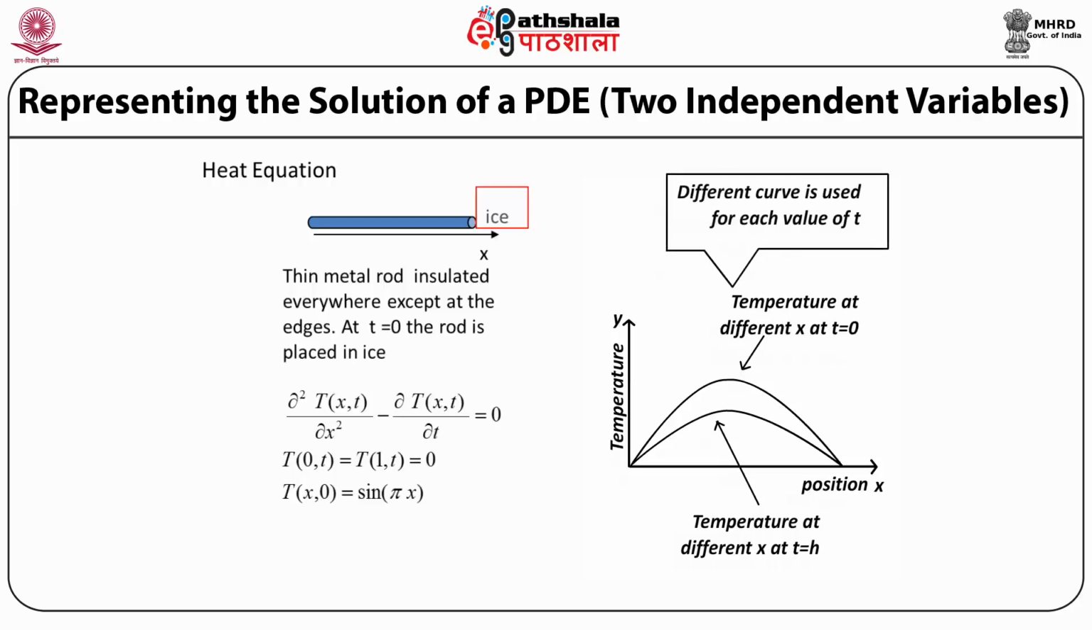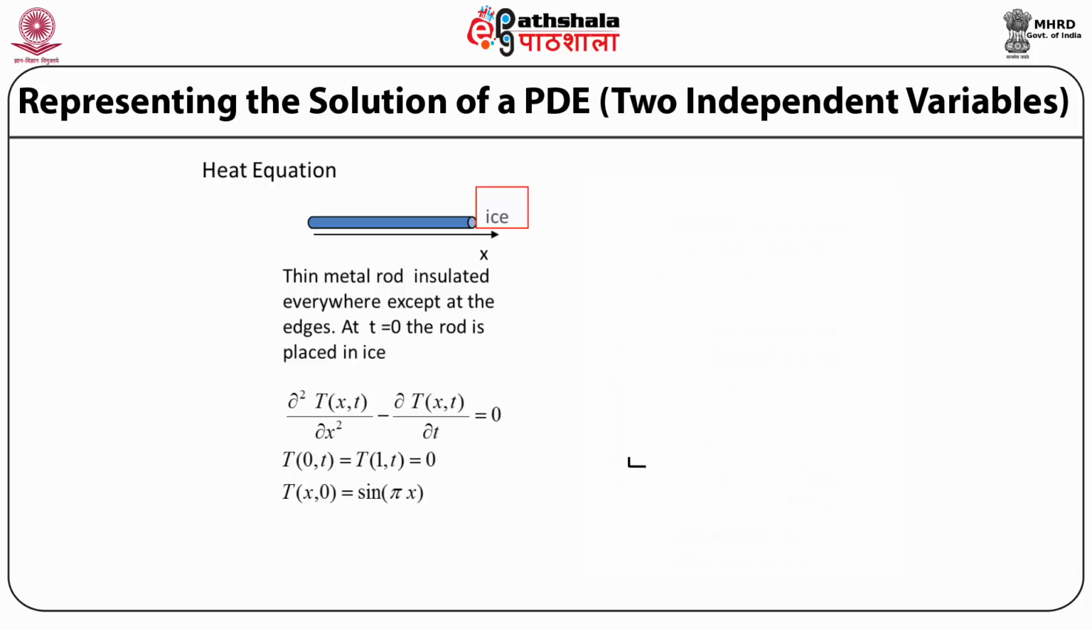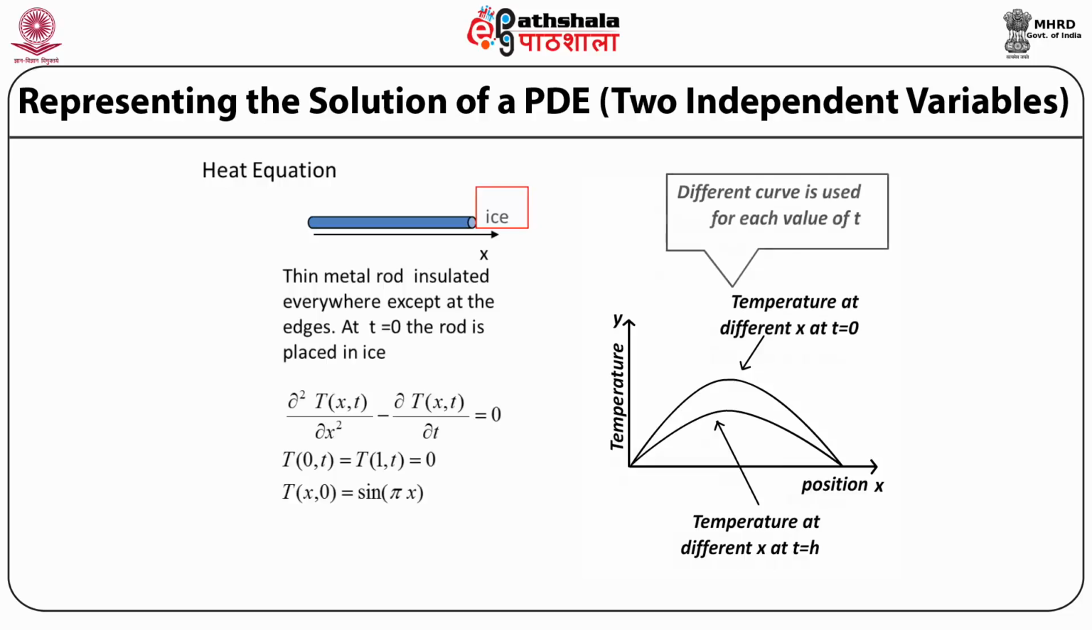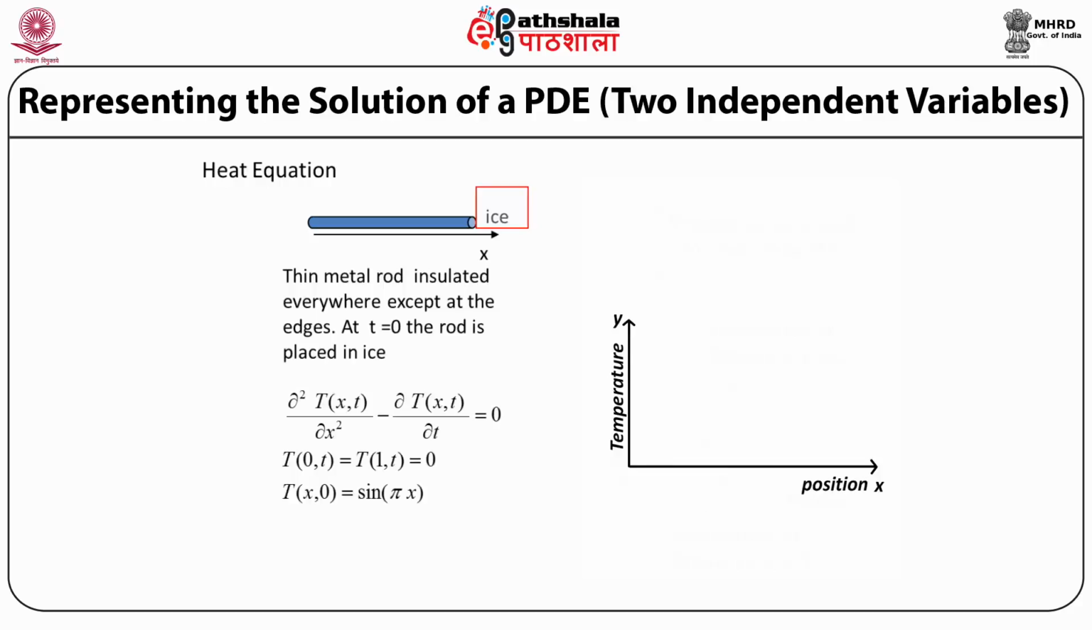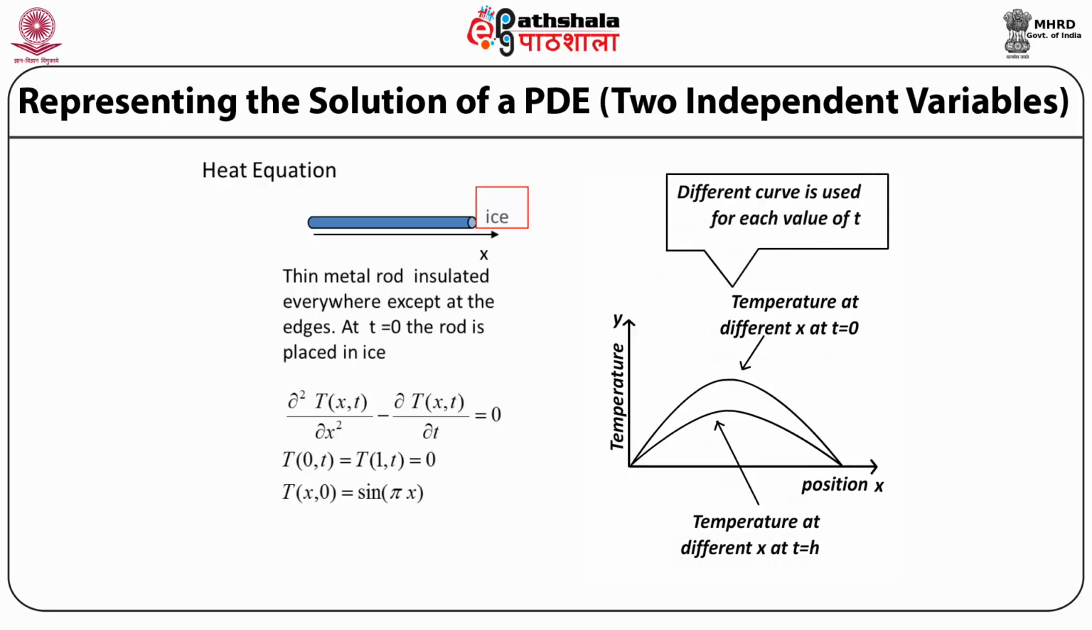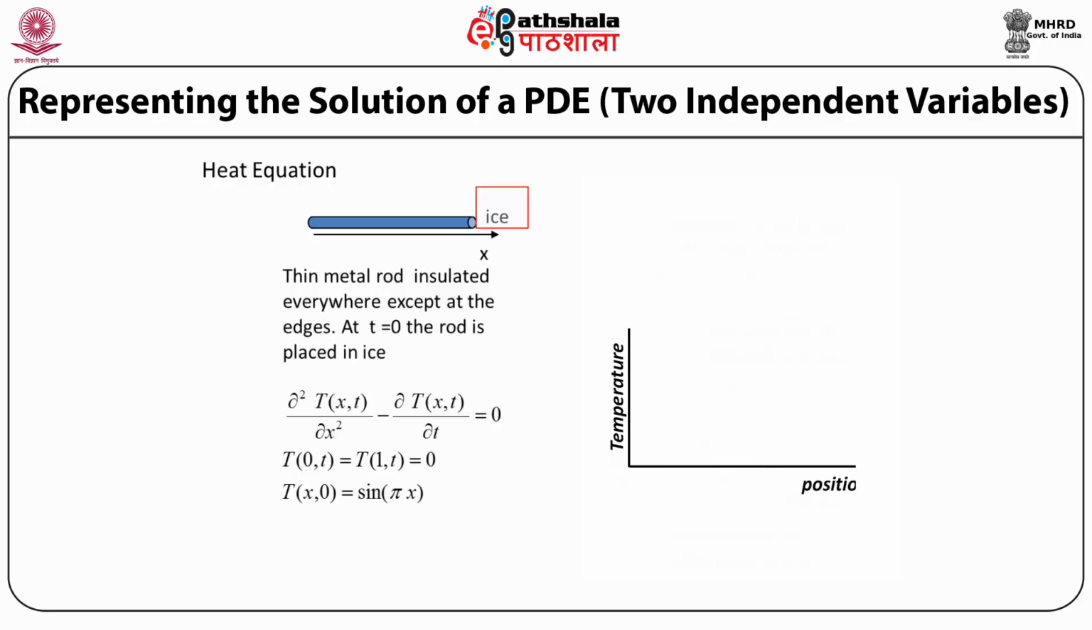The differential equation is ∂²T/∂x² − ∂T/∂t = 0. Then we know at time t equal to 0 there was a temperature. So T as a function at x equal to 0 and time t is going to be T(0, t). At point 1, which is the extreme point, and time t, it is equal to 0. Then T(x, 0) is equal to sin(πx).